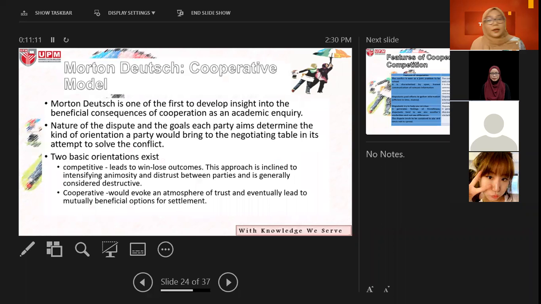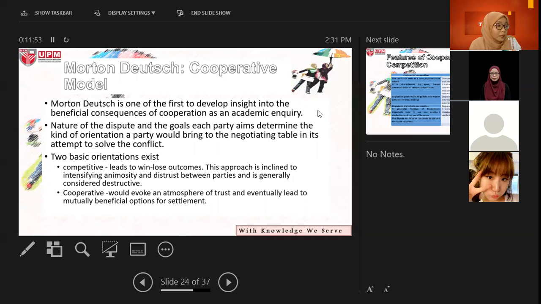According to Morton Deutsch, Morton Deutsch is one of the pioneers in the conflict resolution field of study. He introduced the cooperative model. Okay, Morton Deutsch means that, according to him, if we want to manage conflict efficiently, we have to be cooperative instead of competitive. Morton Deutsch is one of the first to develop insight into the beneficial consequences of cooperation as an academic inquiry. He said, in conflict, cooperation is better than competition.